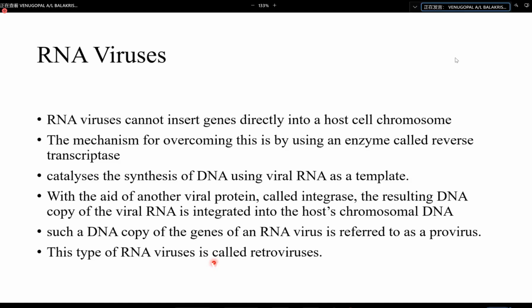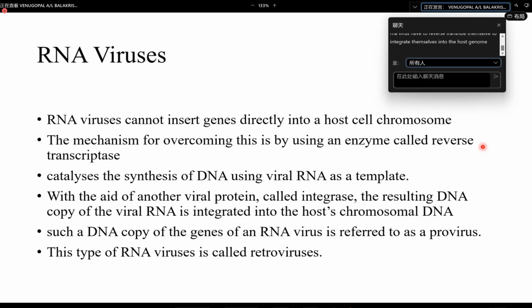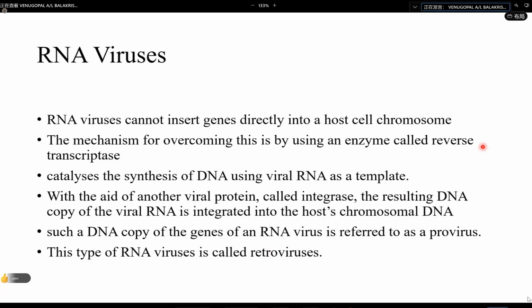So do you all now get the idea how a virus could be integrated? The genome, the DNA or RNA of the virus, how it could get integrated into the host cells, and they become latent, they stay there, and they divide, they control the cell, and then the cell turns more cancerous. Understand, everyone?